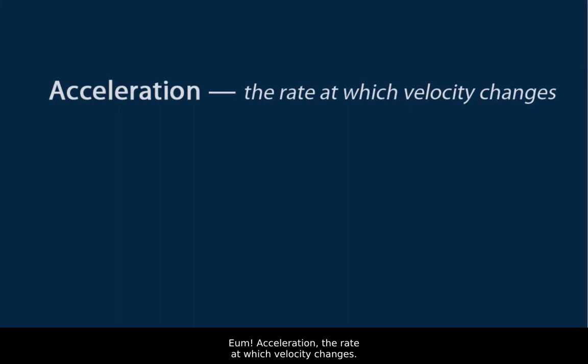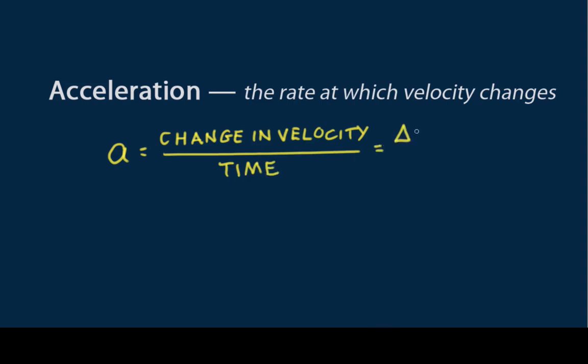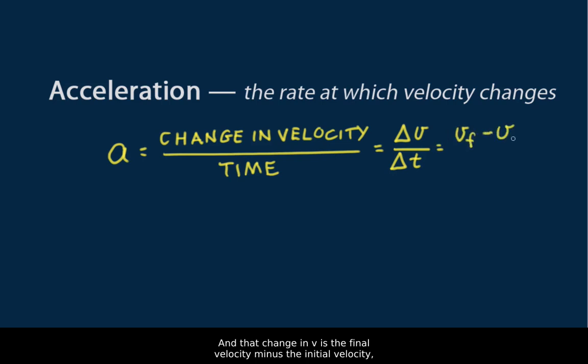Acceleration, the rate at which velocity changes. This is more difficult to comprehend than the other terms. Let's have a go at it. Our definition: a is change in velocity over some time interval, which we can say is delta v over delta t. Delta meaning change in. And that change in v is the final velocity minus the initial velocity, and that's all over the change in time.